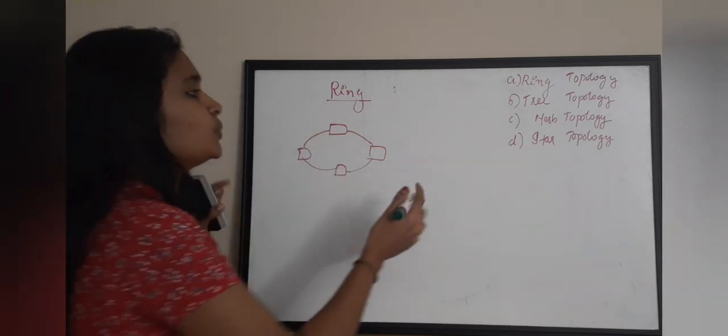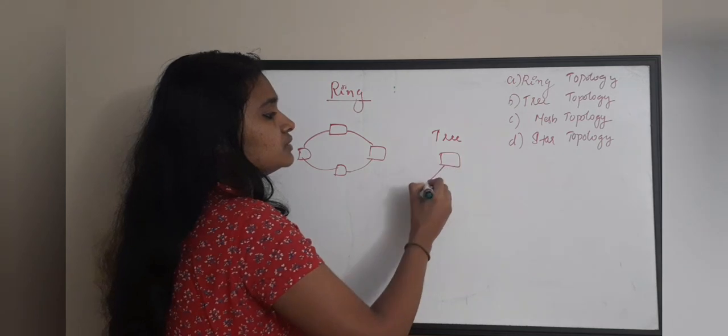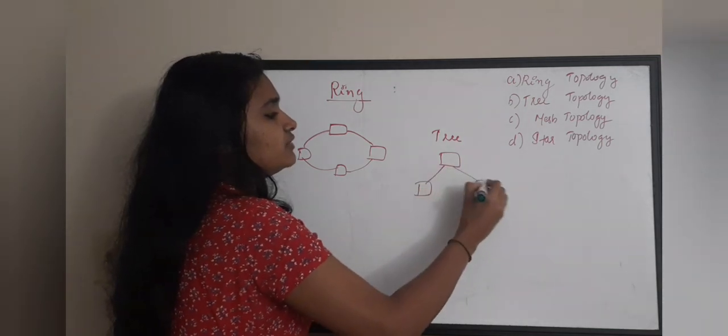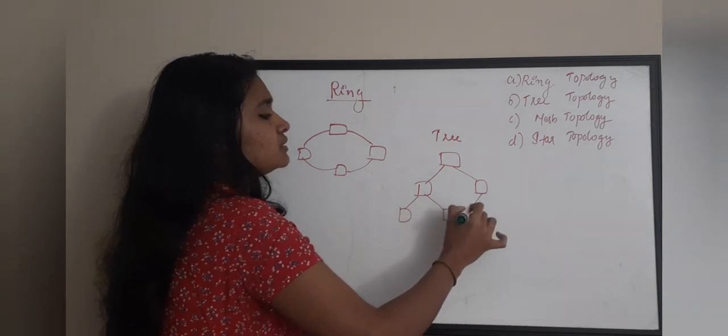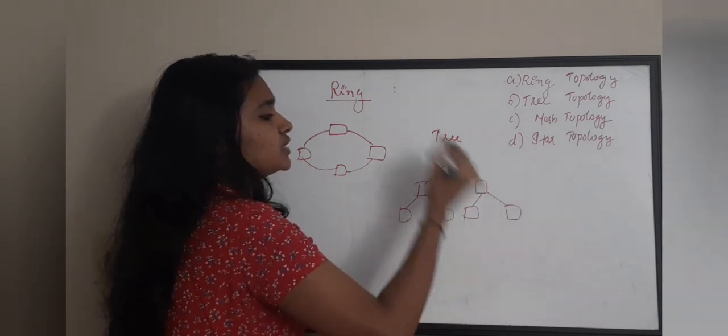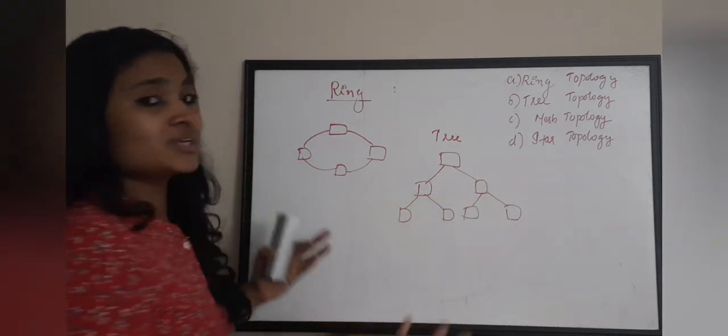Now in the tree topology, there will be a parent node and there are child nodes. It will look like a tree. So this is a parent node, there are branches, there are subtrees.